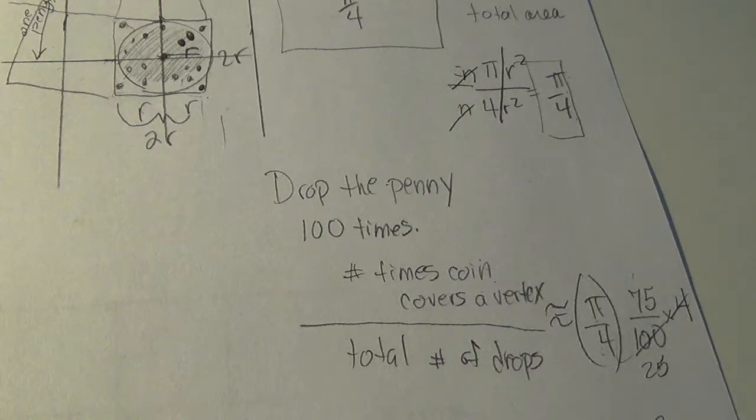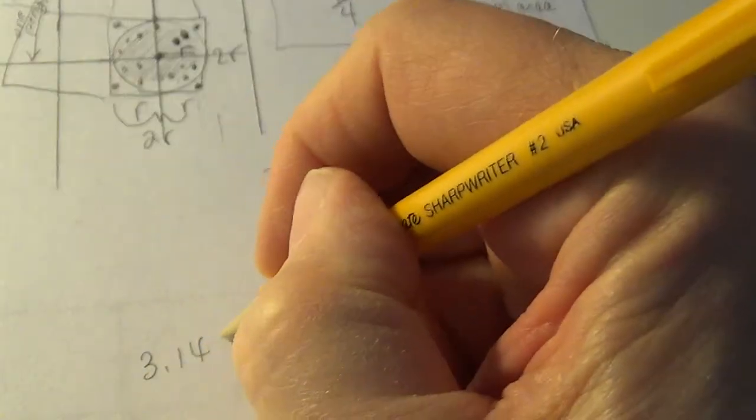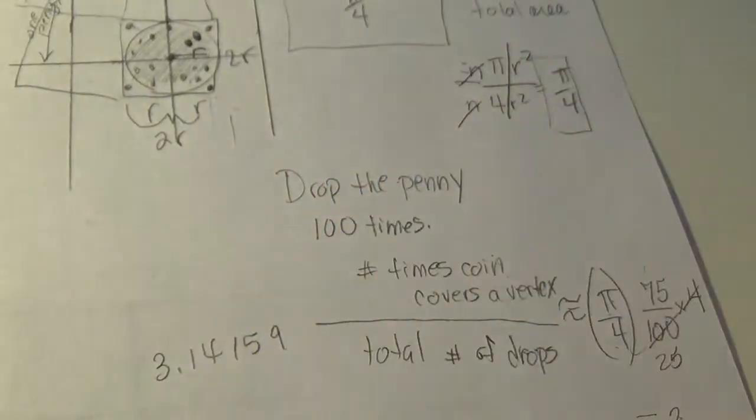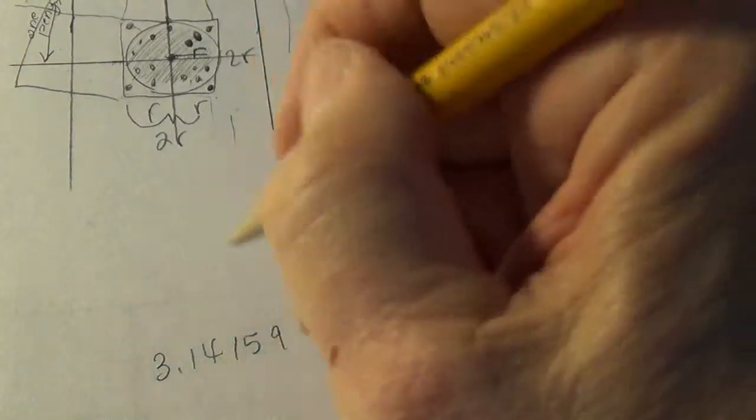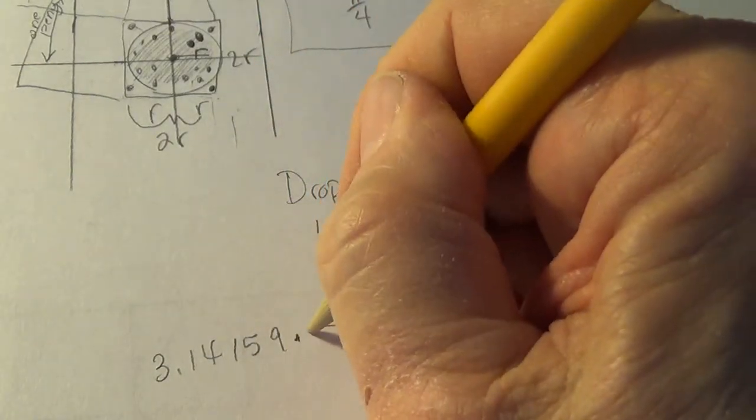See, my calculator is fighting me. All right, 3.14159, and it goes on. Never ends and never repeats.